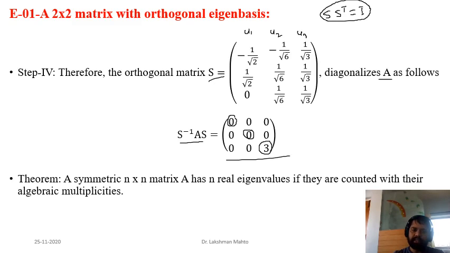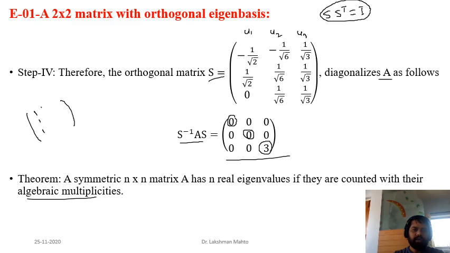Okay, next theorem I would like to talk about. All these are simple kinds of theorems. These are helping the spectral theorem. So an n by n symmetric matrix has n real eigenvalues if they are counted with their algebraic multiplicity. So what it simply says is that an n by n symmetric matrix always has n real eigenvalues if you count them with algebraic multiplicity.